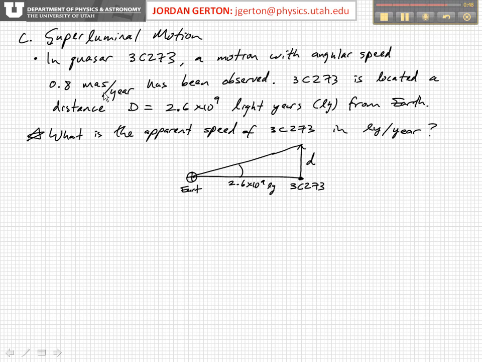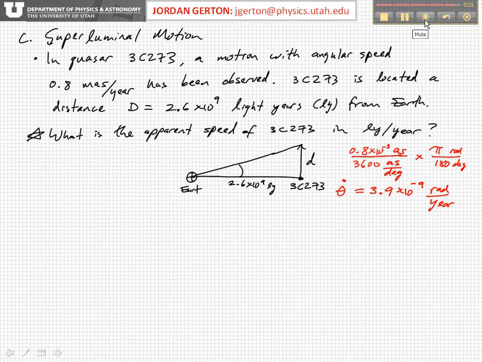And so the question is, let's first calculate what the apparent speed of this quasar is, and let's leave this in terms of light years per year. Our intuition is that you should never get any motions bigger than 1 light year per year, because 1 light year is the distance that light travels in 1 year, and so you shouldn't get any speeds bigger than that. But let's see what we get.